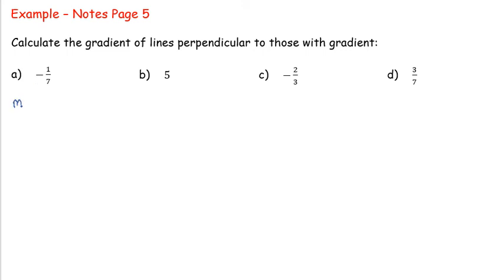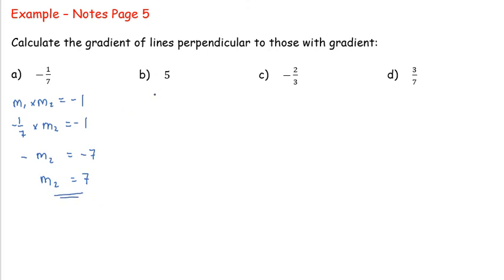So beginning, if we have a perpendicular line, well, I know that gradient multiplied by its perpendicular line gives you negative 1. If one of these gradients is negative a seventh, then it's negative a seventh times the second gradient equals negative 1. And then I want to rearrange to get m2 by itself, so the way I would do that is multiply both sides by 7, so I would get negative 1 times m2 equals negative 7, and then divide both sides by negative 1 to get rid of the negative, so m2 equals just 7.